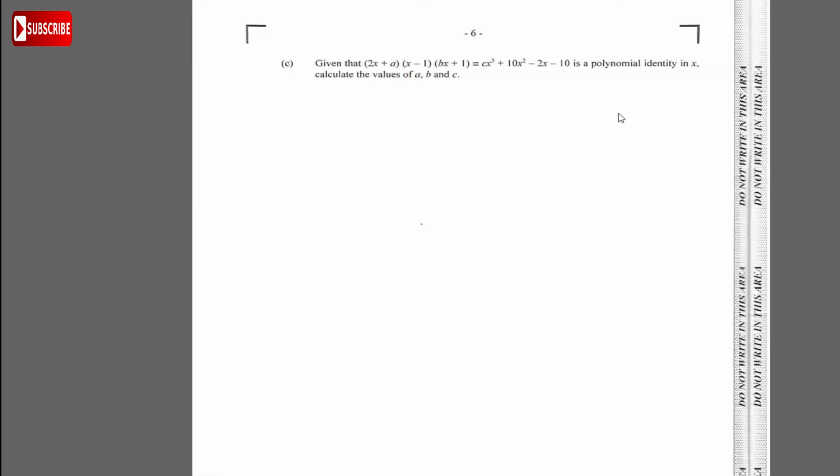Part C says given that (2x + a)(x - 1)(bx + 1) is equal to cx cubed minus 10x squared minus 2x minus 10. It says to determine the values of a, b, and c.